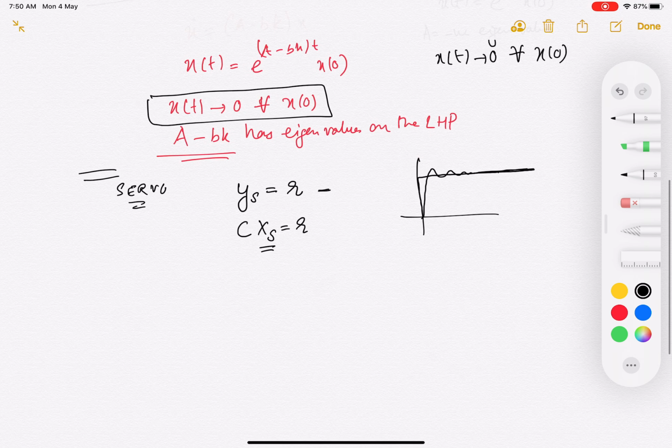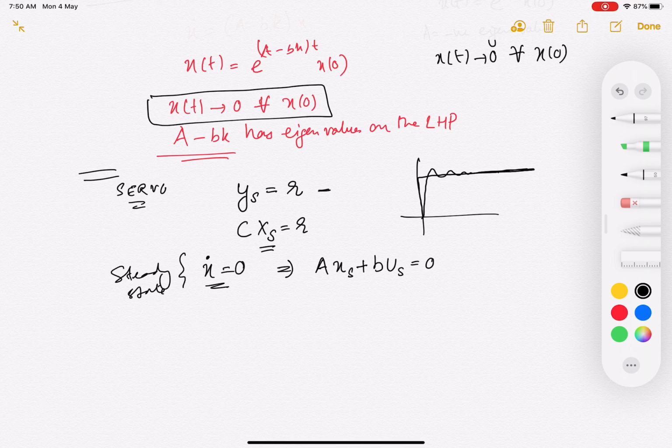And what does the steady state imply? The steady state implies that x dot is equal to 0. There is no variation in x, which implies that at steady state a xs plus b us is equal to 0, because x dot is equal to ax plus bu, and this x dot is equal to 0 at steady state, and at steady state your x is xs, so you have a xs, and at steady state the input is us, so you have a xs plus b us is equal to 0.